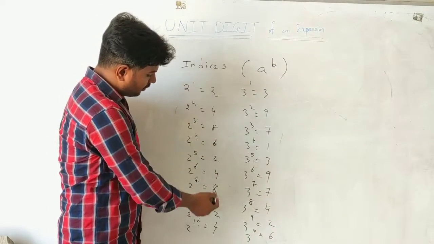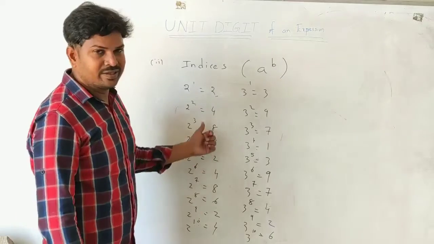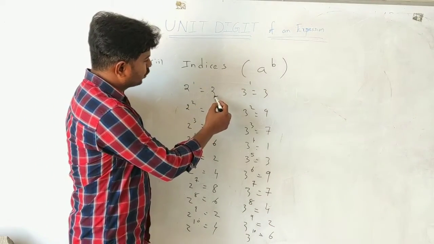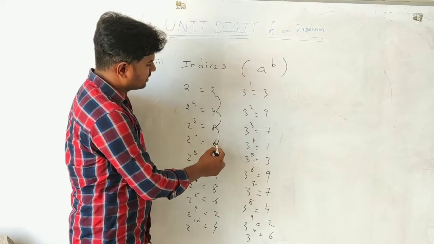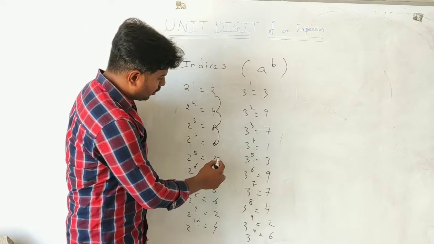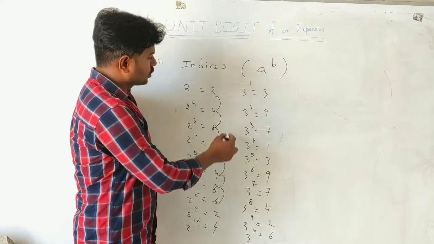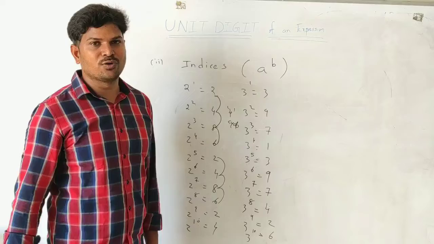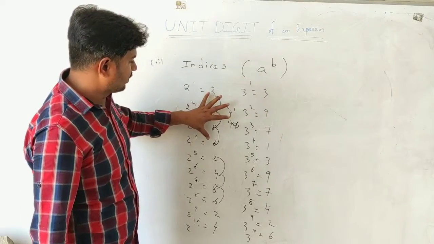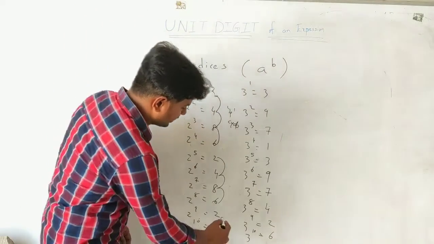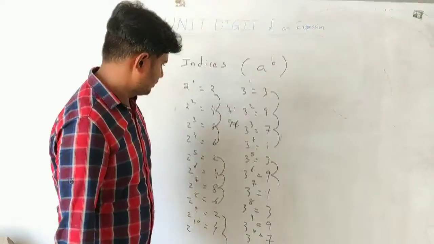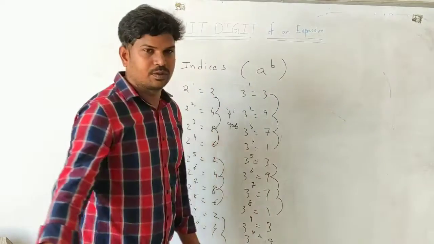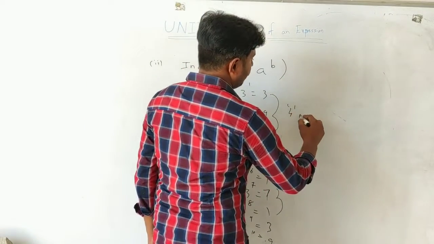If I go on writing only the units digit, you will find a pattern here. What is that pattern? First it started with 2, 4, 8, 6. And again we have one more pattern, 2, 4, 8, 6. So the pattern repeats every 4 powers. It is following 4 cycles. It again starts 2, 4 and goes on. For 3, it is also 3, 9, 7, 1, 3, 9, 7, 1. Again it is following 4 cycles.